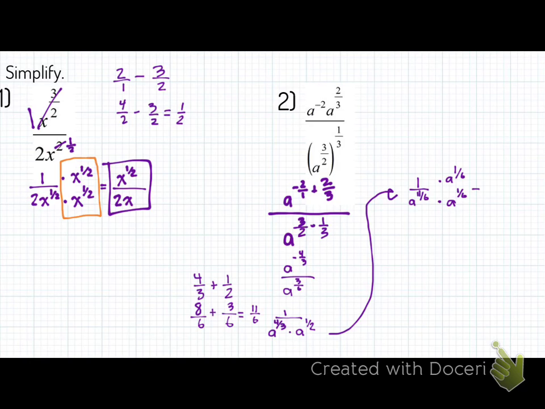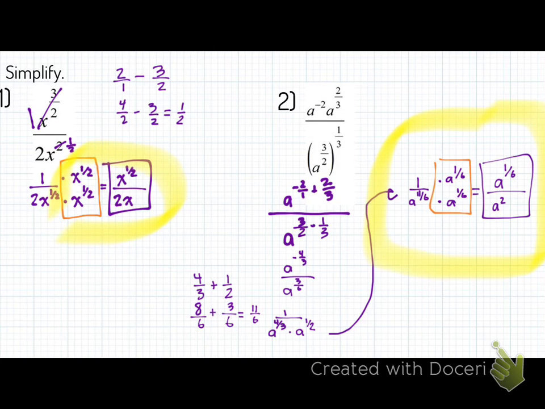This is the new step we're doing today, which is in the orange. And then we work that across. 1 times a to the 1/6 is a to the 1/6. The denominator, when we add that together, we get a to the 2nd power. And we're done. Does that make sense? So all we're doing today is this section here that's in yellow, right? That's the new step. Or this section down here that's in yellow. That's the new step. Make sense? Everything else is kind of stuff we should already know. Okay?